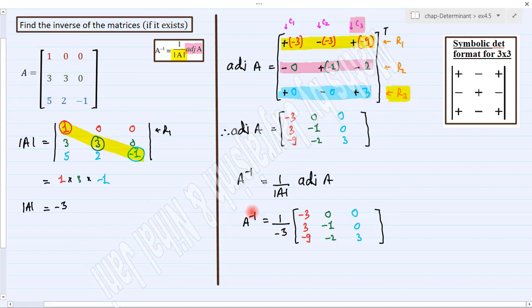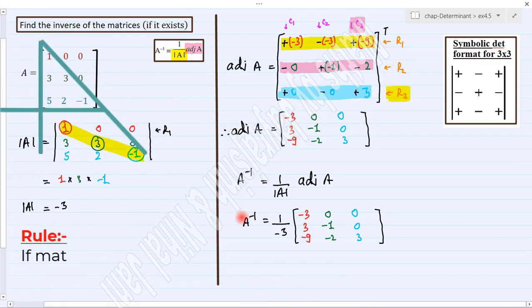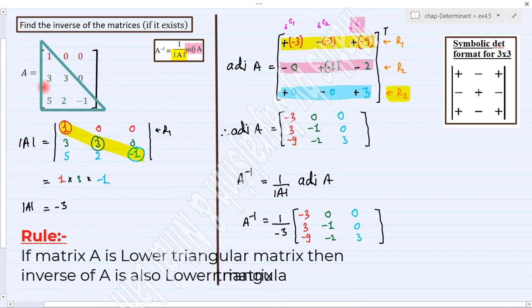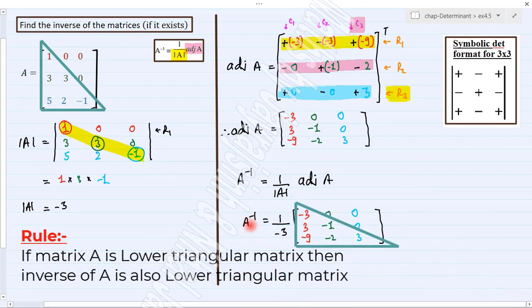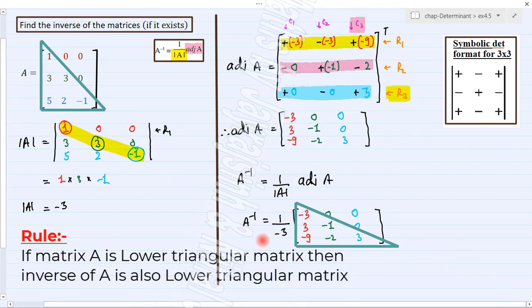Before we go for the next sum, you have to consider that matrix A is a lower triangular matrix. That's why the inverse of matrix is also lower triangular matrix. Use this information smartly to save your time.